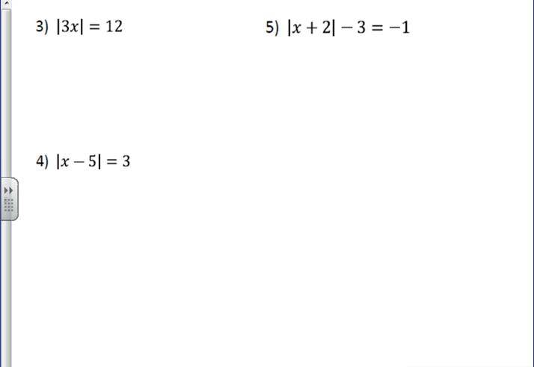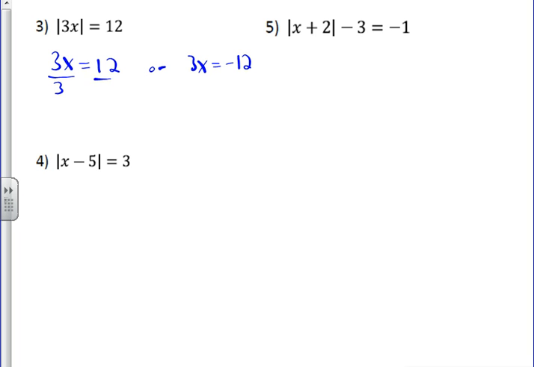So if we look at some examples, we've got the absolute value of 3x equals 12. Our first step is always to solve for the absolute value. Well, in this case, the absolute value is solved for. And so we write two equations. 3x equals 12, or 3x is going to equal negative 12. Right, two equations. You remove the absolute value, and the way that you're allowed to remove the absolute value is by writing the two equations.